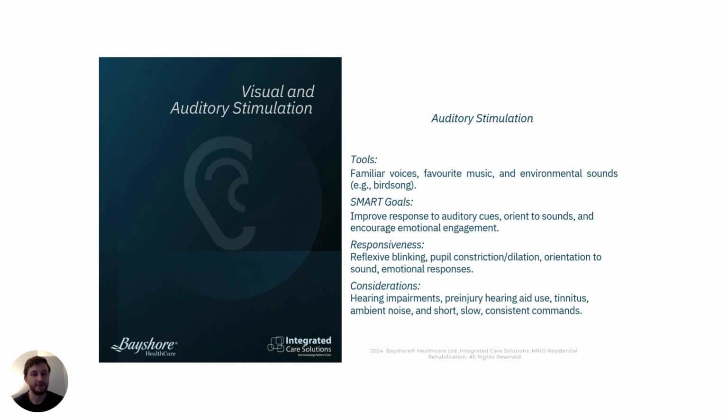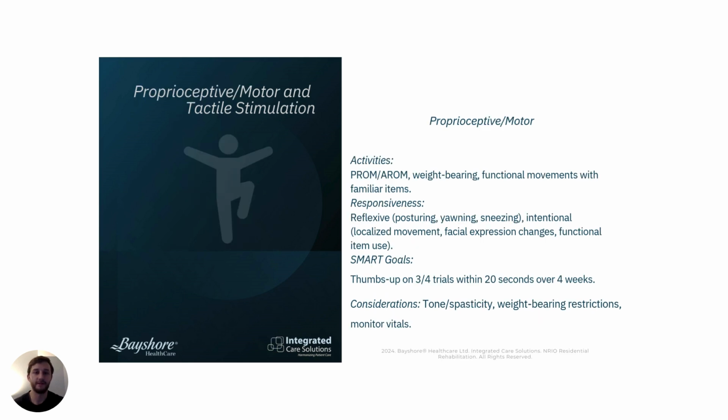Auditory would be the familiar voices, favorite music, and environmental sounds such as birds or animals or the wind to improve response to auditory cues, orient to sounds, and encourage emotional engagement. Reflective blinking, pupil constriction, dilation, orientation to sound and emotional responses.